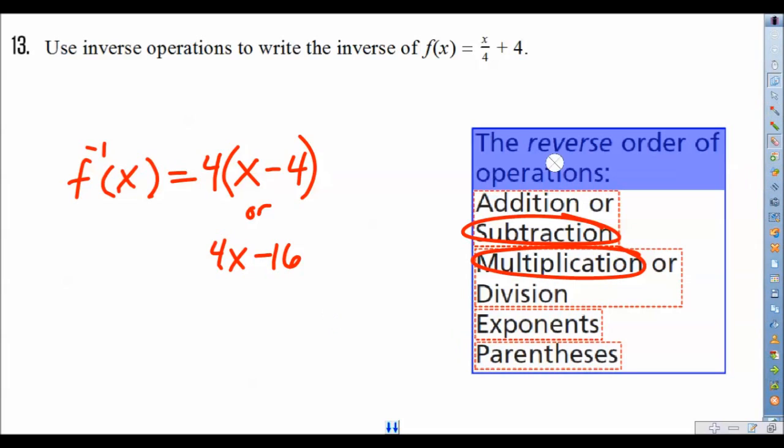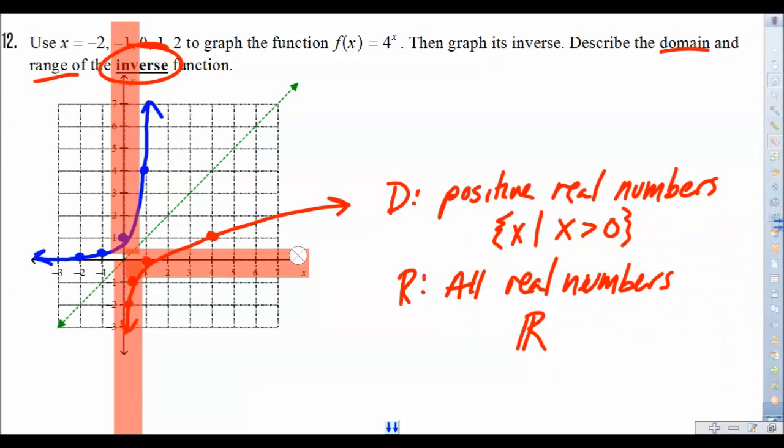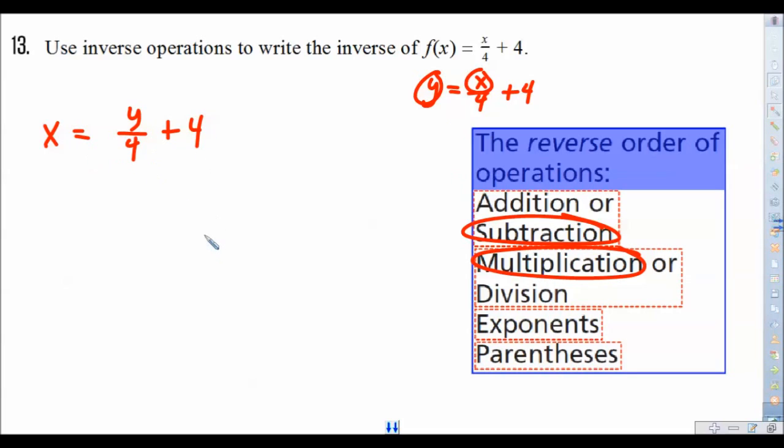Let me give you an alternative strategy here. We talked about this in class. It's very similar to that work that we just did earlier, where I had you guys write the inverse by switching the x and the y. You can do that here. Remember, this is just saying y equals x over 4 plus 4. So if we swap the x and the y, now I have x being equal to y over 4 plus 4. Now my job is to get y by itself.